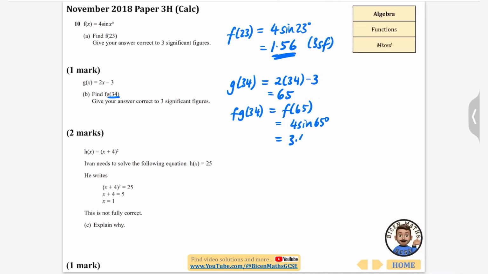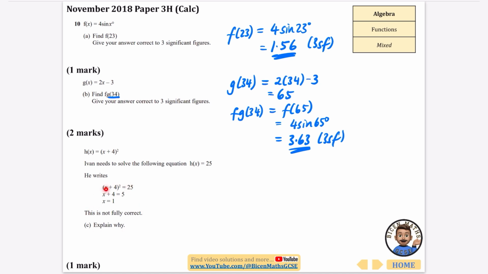So that is 3.63 to 3 significant figures. Okay, we've now got h of x is equal to (x + 4) squared, and Ivan needs to solve the following equation, that h of x equals 25. He writes this thing, and it says this is not fully correct.